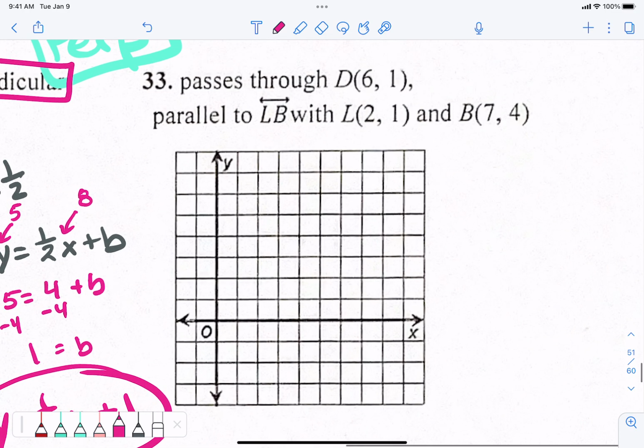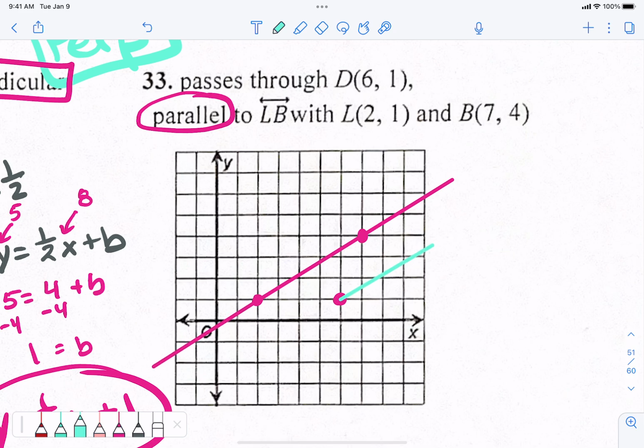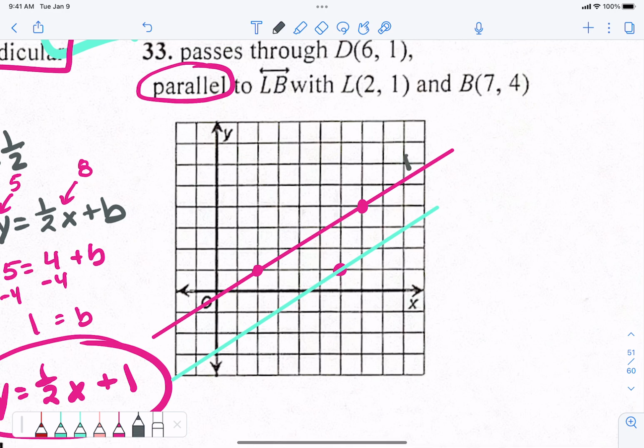Last one, parallel. This one's parallel, so they have the same slope. 6, 1 is my dot, and I want it to be parallel to the line through 2, 1 and 7, 4. 1, 2, 3, 4, 5, 6, 7, up 4. Okay, so this is my line, and I want this green line, which has to be parallel, something like this. What is the slope of the original line? He's going up 1, 2, 3 over 1, 2, 3, 4, 5. Up 3 over 5?